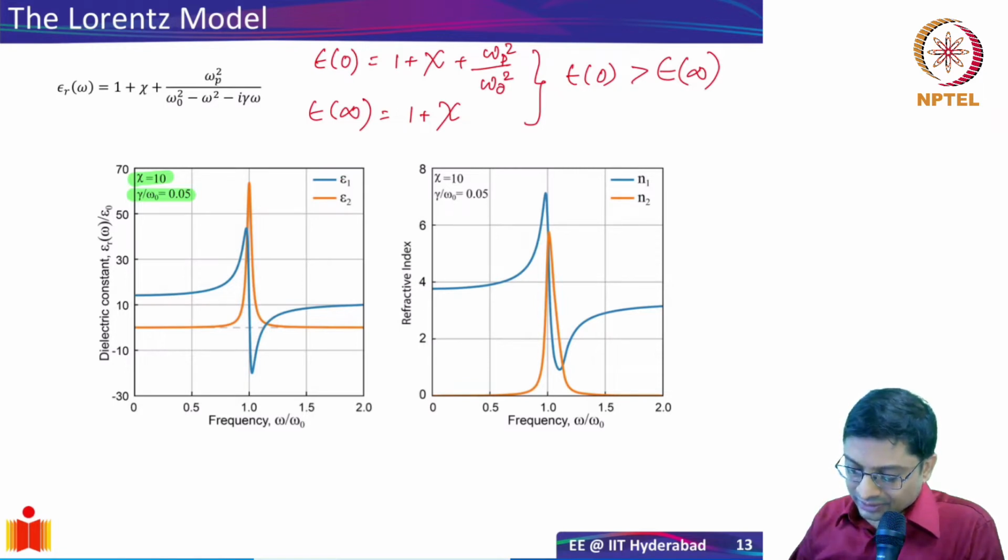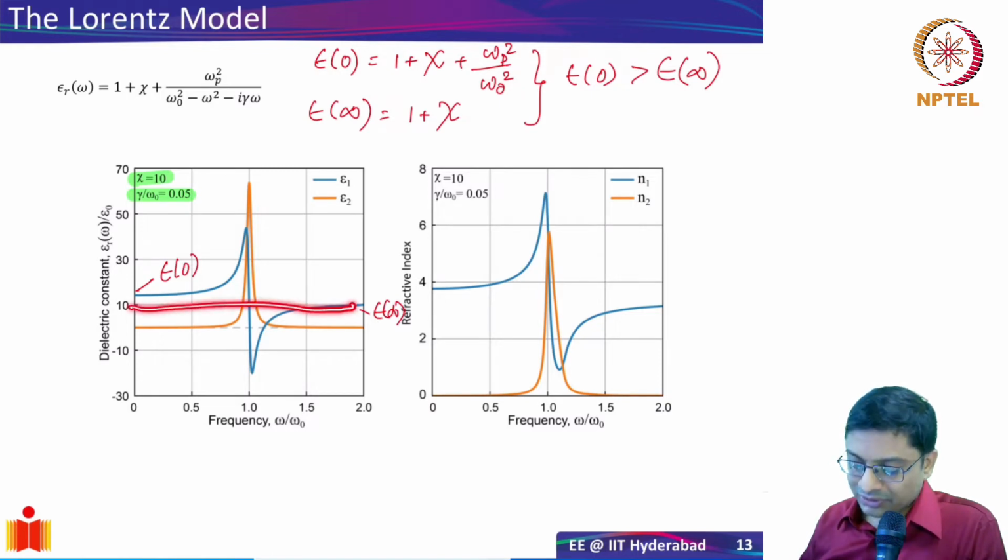So you see here, this is my epsilon of 0, and this is my epsilon of infinity, and epsilon of 0 is higher. How much is it higher? Well, if you look at epsilon of infinity, it is close to 10 here. That's because chi was 10, so 1 plus chi, so 11 should be the number. It's very close here. We can't see it in this axis. Whereas at 0, it is going to be some number which is higher, depending on the number of gamma by omega naught. That will determine how much higher it is here.